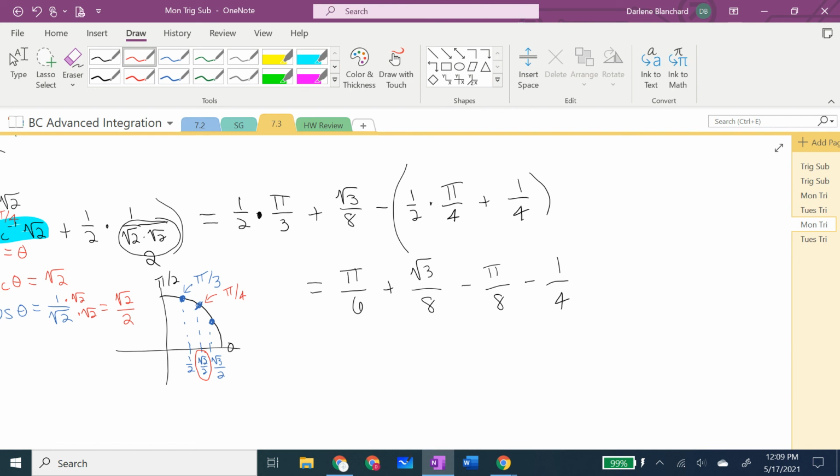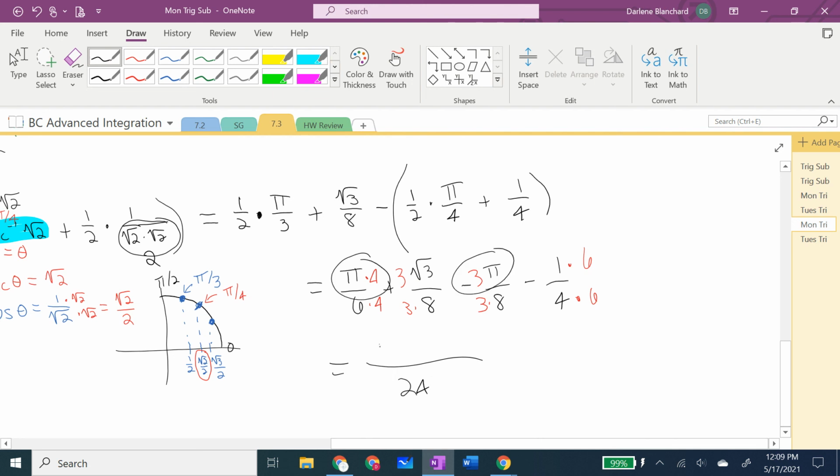And can everyone do the whole common denominator thing? I know it's not pleasant, but let's see, 24 is going to be my least common denominator. And then I have 4 pi minus 3 pi plus 3 root 3 minus 6. Woo, wasn't that fun?